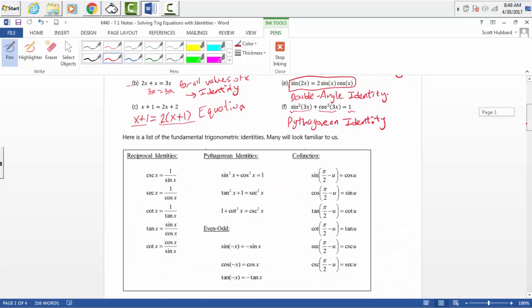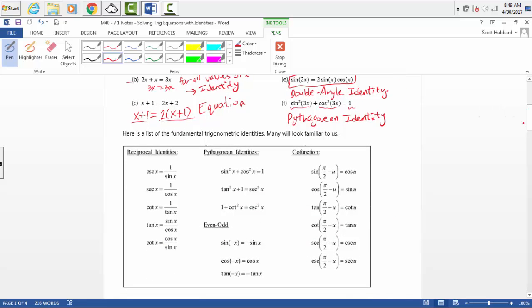All right. So I summarized for you here some identities that we've had already in class. These are the reciprocal identities. What we know, cosecant is 1 over sine, secant 1 over cosine, etc. Those are all just the definitions of these reciprocals. Tangent is sine over cosine and cotangent is cosine over sine.